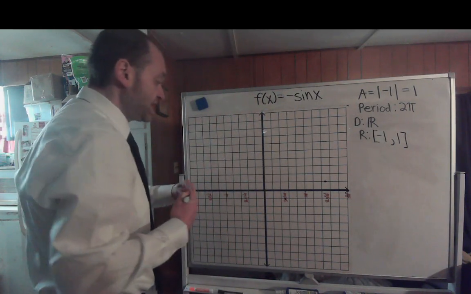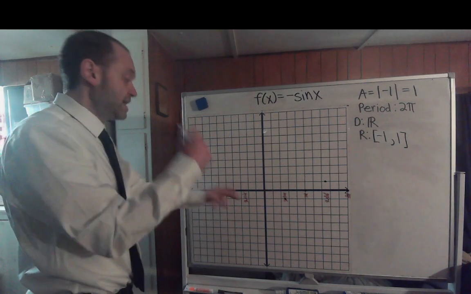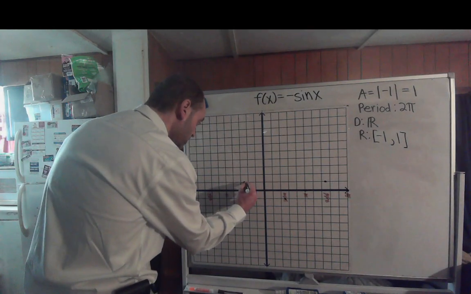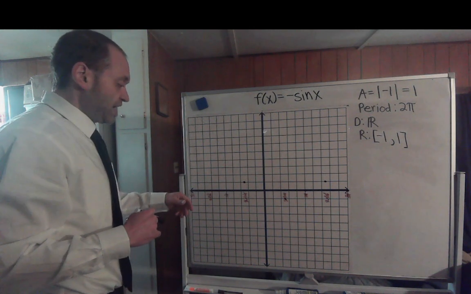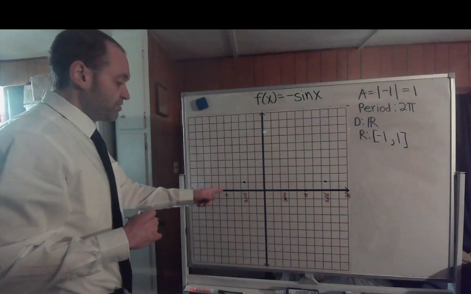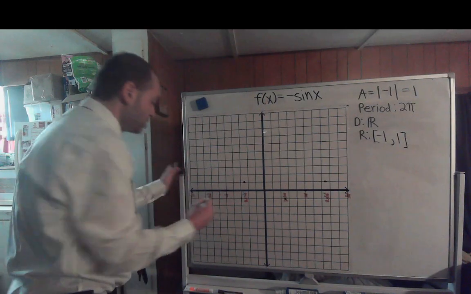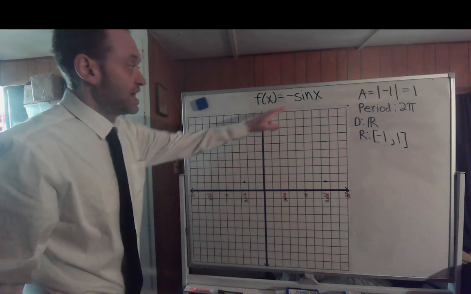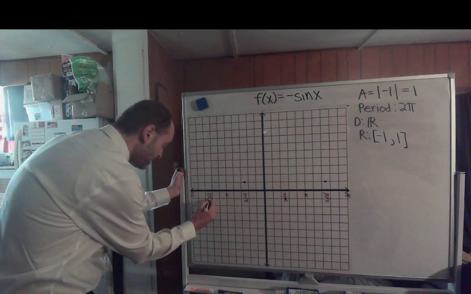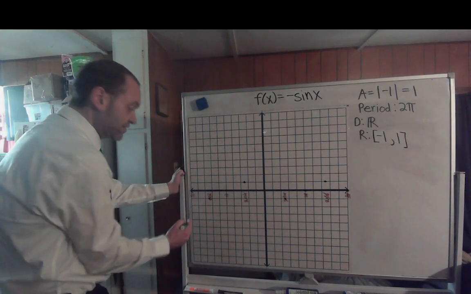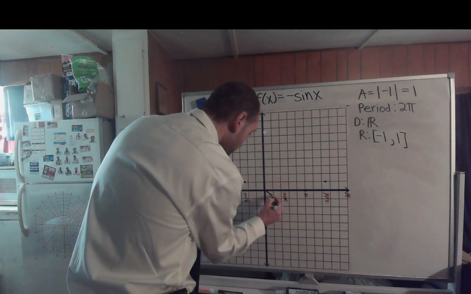Now, the sine of negative pi over 2 is normally negative 1, but that negative sign turns it into positive 1. And then you have the sine of negative pi is 0. Negative of 0 is still 0. Now, normally the sine of negative 3 pi over 2 is positive 1. If you negate that, you get a negative 1. Then the sine of negative 2 pi is 0. So let's go ahead and graph this.